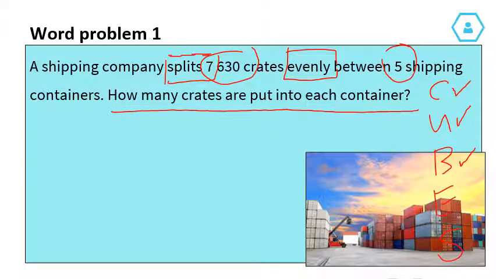And the number that I'm going to be splitting is this number of crates. So I'm starting off with 7,630 crates, and I imagine splitting them into 5 different containers. Yep, so I'm doing a division problem, so I write that in my number sentence. Even if you know the answer to it straight away, it's always really good practice for a word problem to write the number sentence to show your working out. 7,630 divided by 5. So this is my dividend, that's the number I'm dividing, and this is the divisor, that's how many groups I'm splitting it into.